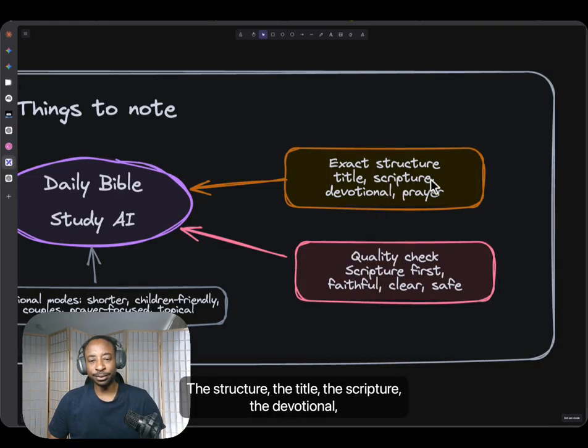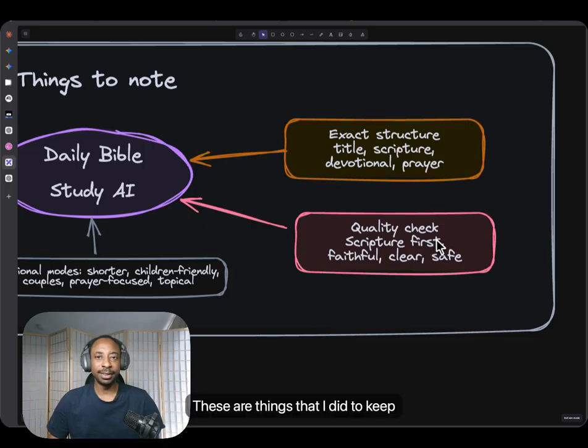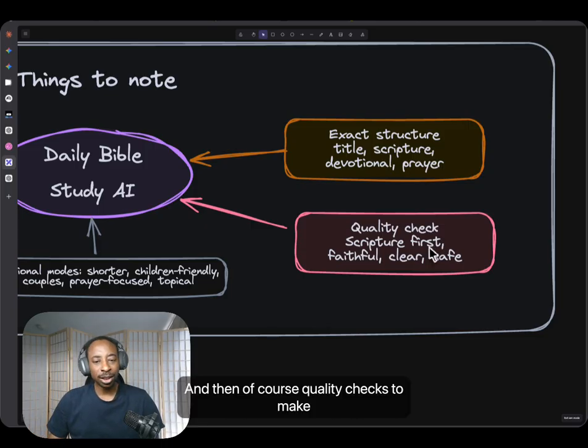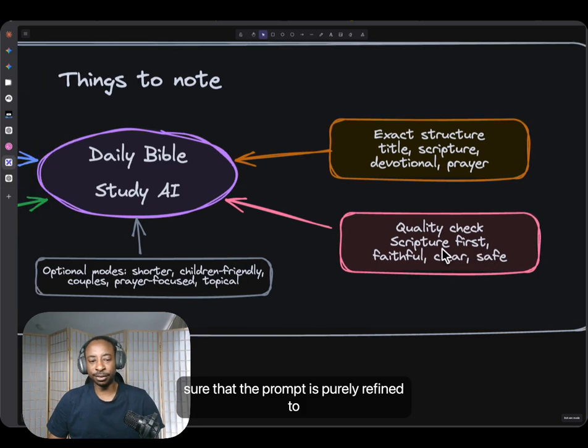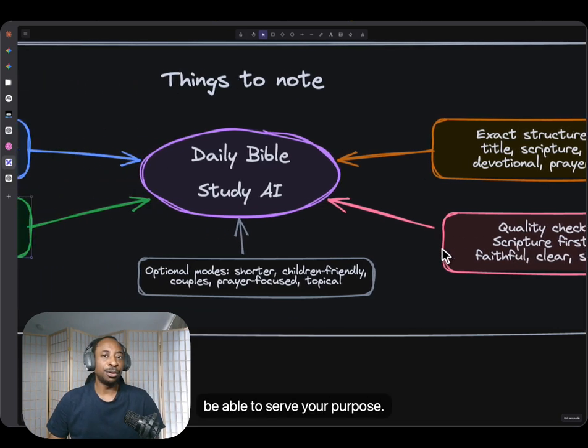The structure: the title, the scripture, the devotional, the prayer. These are things that I did to keep the output structured. And then quality checks, to make sure that the prompt is purely refined to be able to serve your purpose.